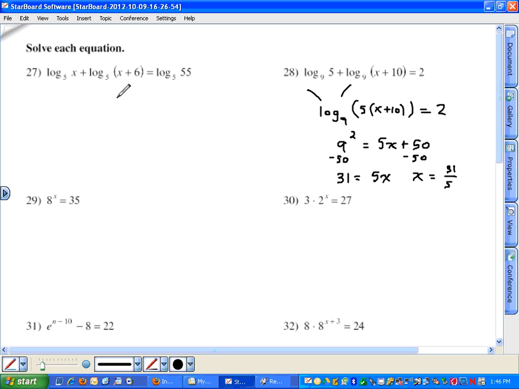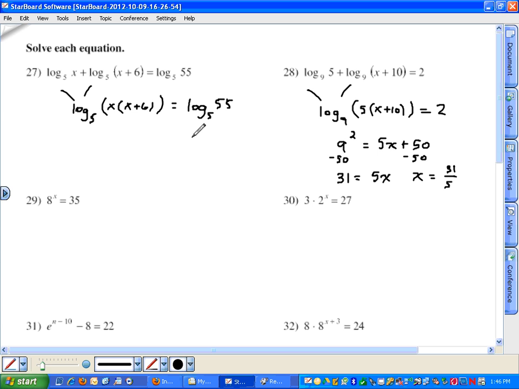And 27 is going to be solved a slightly different way. We first need to combine these two logarithms into one logarithm, and we can do that since they have the same base, and there's a plus sign between them, meaning we're going to use the product property. So if we combine those, this is going to be the log base 5 of x times x plus 6, and that equals the log base 5 of 55.